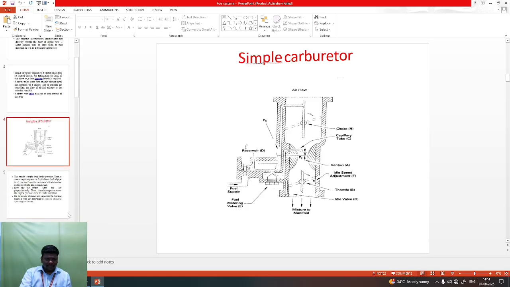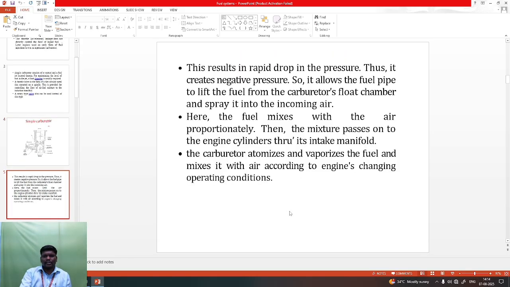This results in a rapid drop in pressure, an increase in negative pressure. So it allows the fuel to be lifted from the carburetor float chamber and sprayed into the incoming air. After the air-fuel mixture forms, it passes to each cylinder through the intake manifold. The carburetor atomizes and vaporizes the fuel mixture according to changing engine operating conditions like accelerating.